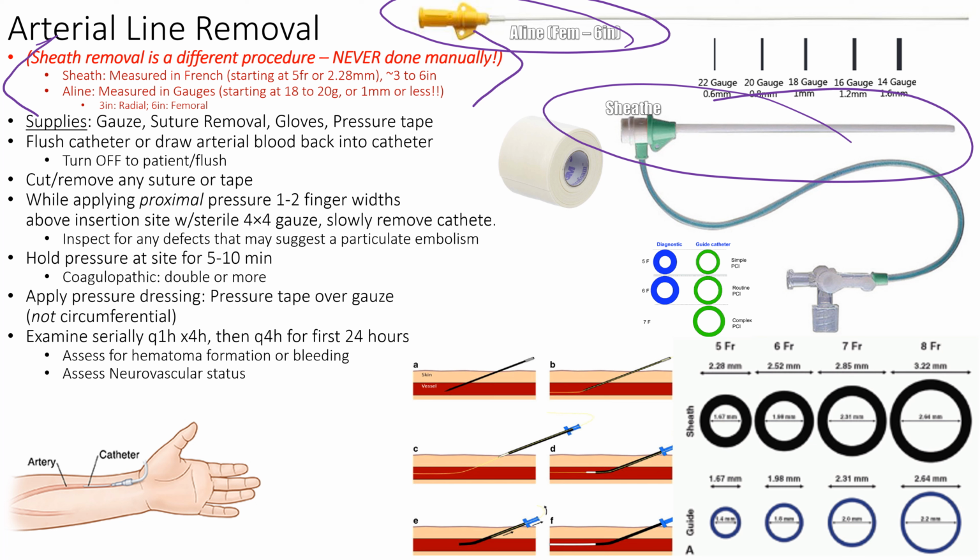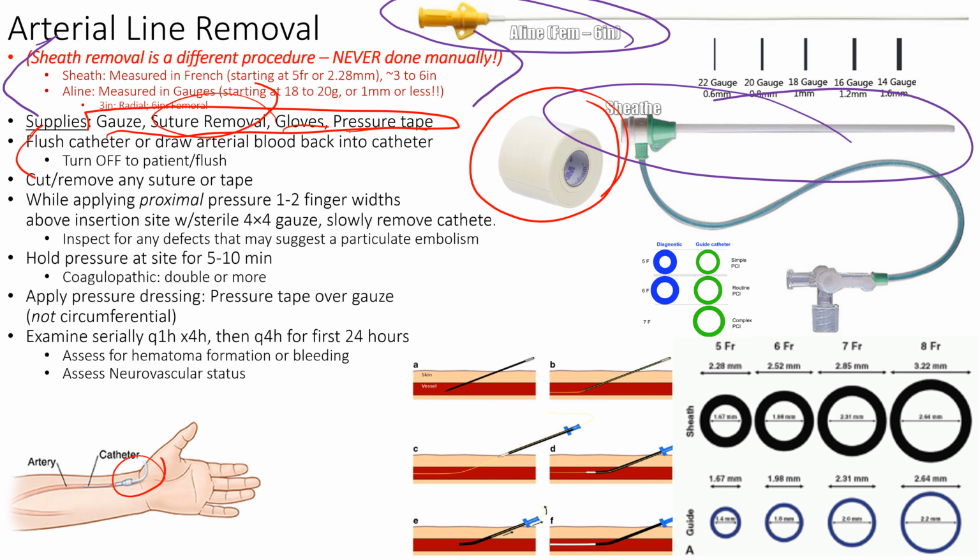So we have supplies. If you're going to pull an A-line out, not a sheath, you need gauze, of course. You need pressure tape, the good, stretchy pressure tape, foam tape. And of course, you want gloves. We don't want you to get HIV or Hep C or Hep B or anything. And then, of course, you need suture removal. These things are sutured in place. When they're not sutured in place, that's a problem. They need to be sutured in place so they don't just fall out and you start exsanguinating everywhere.